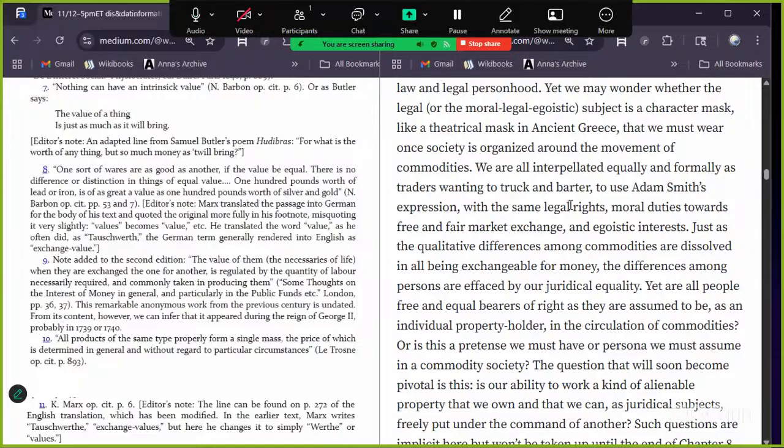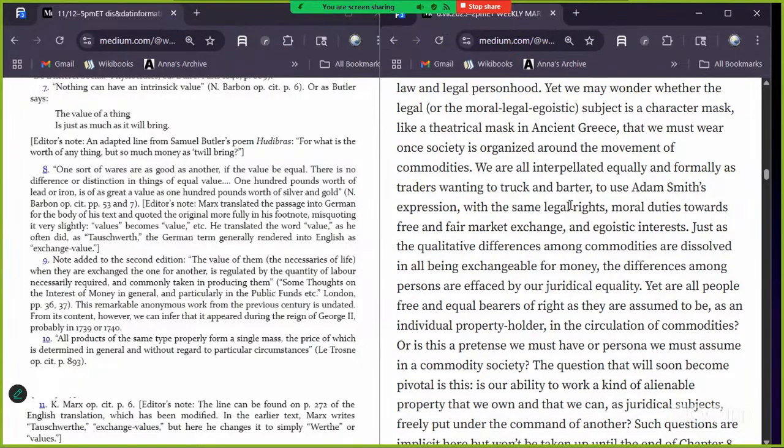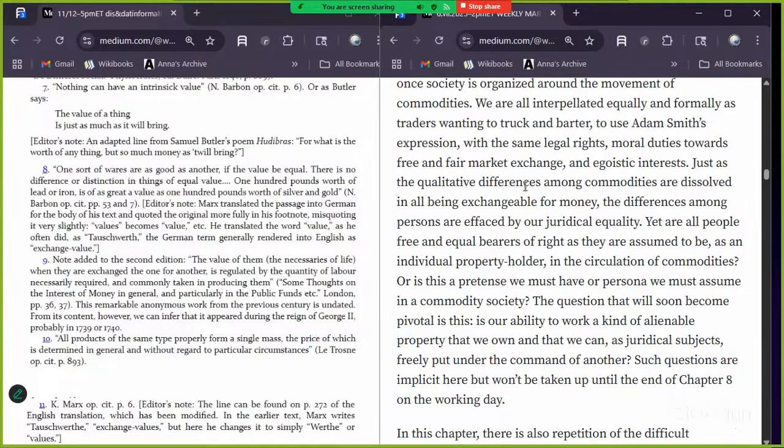Yet, are all people free and equal bearers of right as they are assumed to be as an individual property holder in the circulation of commodities? Or is this just a pretense that we must have, or persona we must assume in a commodity society? This raises, obviously, a democratic question. The question that will soon become pivotal is this: is our ability to work a kind of alienable property that we own and that we can, as juridical subjects, freely put under the command of another?